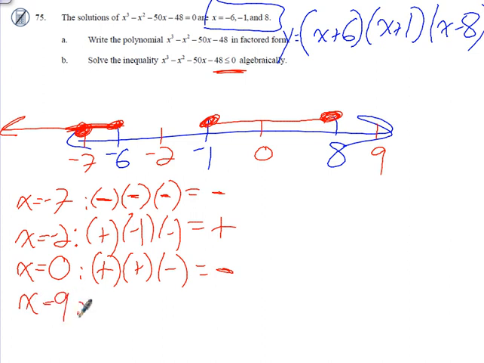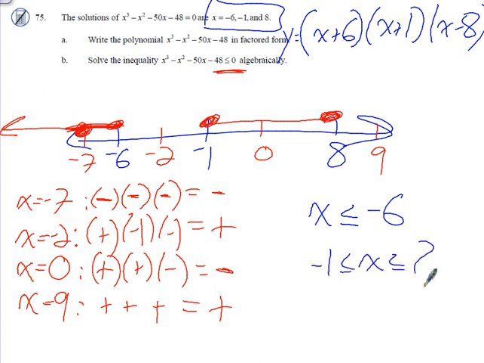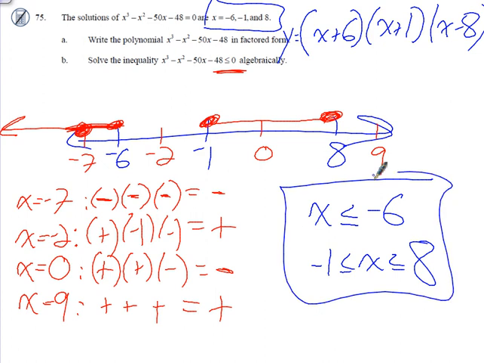X equals 9, so I get a positive, positive, negative. Oh, I'm sorry, positive, positive, positive. So it's positive, and that does not work. So your final answer, switched back to blue, would be x is less than or equal to negative 6, and negative 1 is less than or equal to x is less than or equal to 8. So those would be those intervals on which that function, that polynomial, is less than 0.